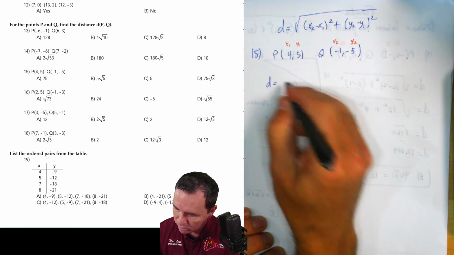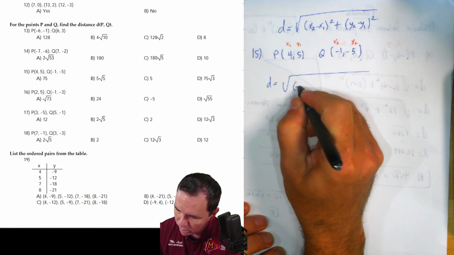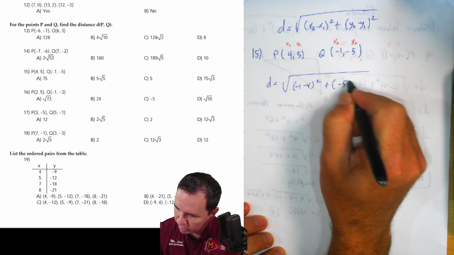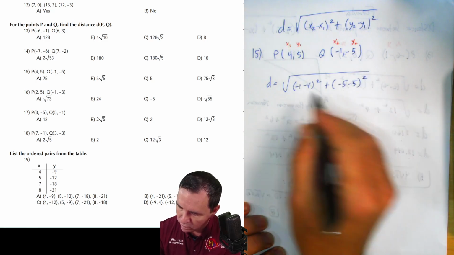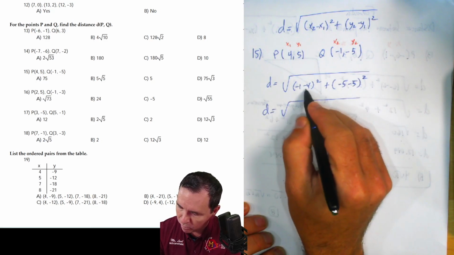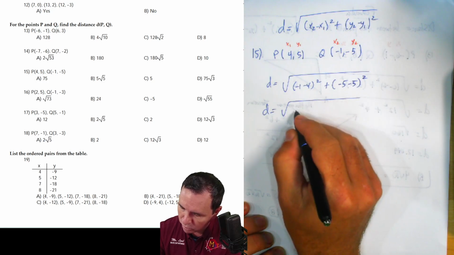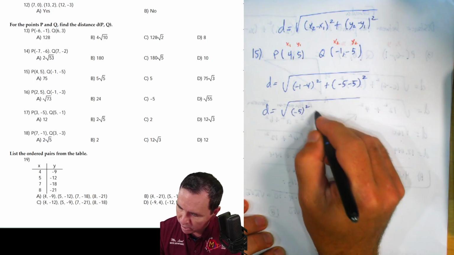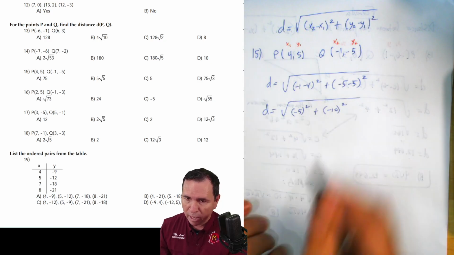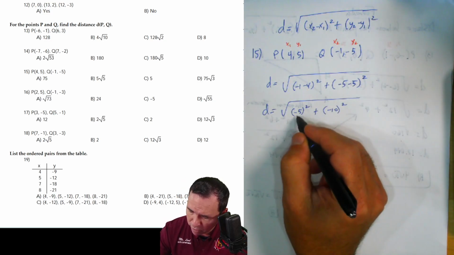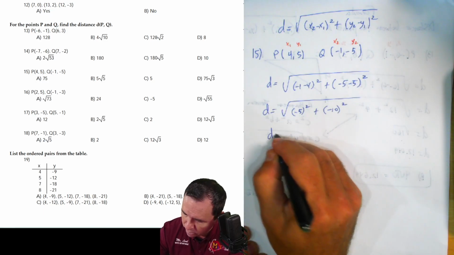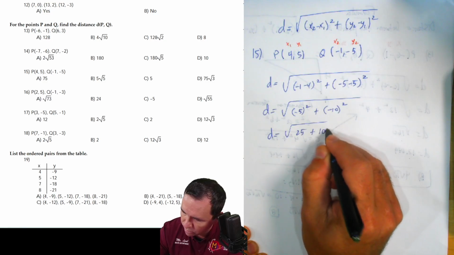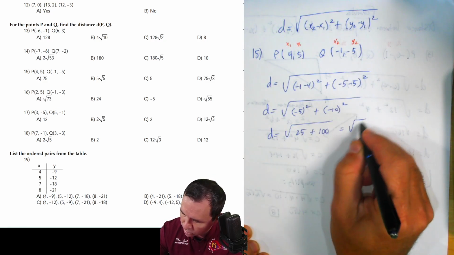So the distance is going to be the square root of -1 minus 4 squared plus -5 minus 5 squared. So this is going to be the square root of, two negatives make a more negative, so negative 1 minus 4 is negative 5 squared, and negative 5 minus 5 is negative 10 squared. Now, when I square a negative, I get a positive. So this turns into 25, and this turns into 100. And so this is the square root of 125.